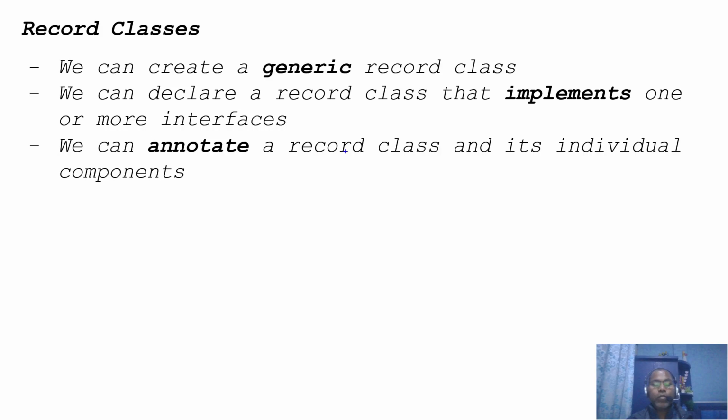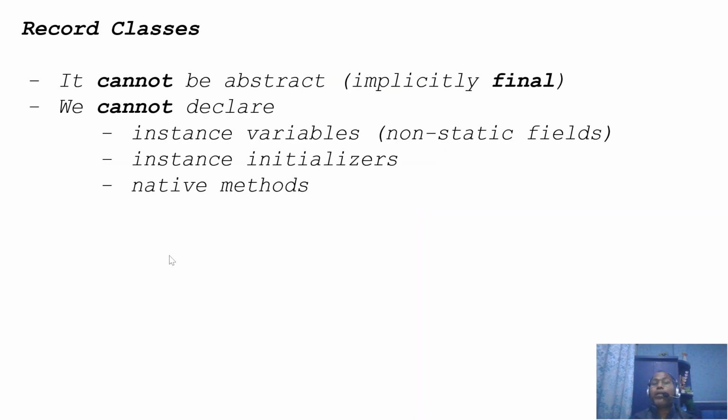Similarly you can create generic record classes, and you can annotate a record class and its individual members. Sometimes we need annotations, so all the attributes of the record class can be annotated, and the record class itself can be annotated. So these are the things you can do with record classes.